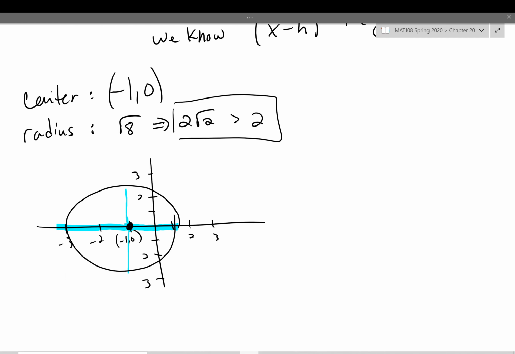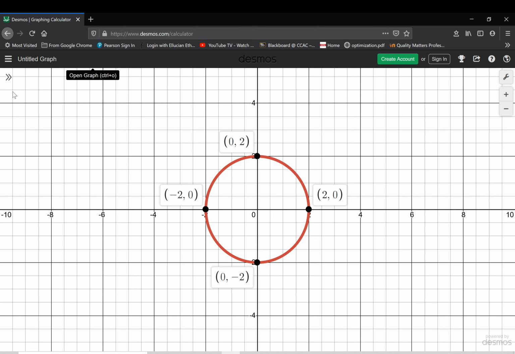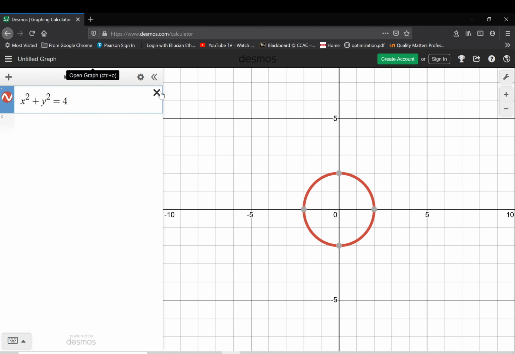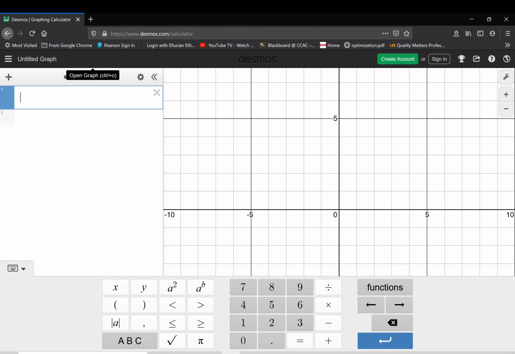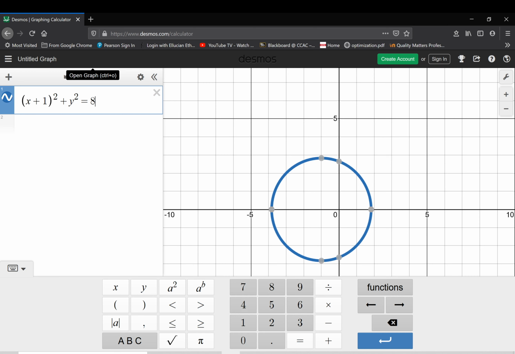So you know me, I work smarter, not harder. So what I'm going to do is just go ahead and graph this. All right, make it look really nice and pretty. So let's see here. We get parenthesis, x plus 1, raise that to the second power, plus y squared equals, what is that, 8? And boom, there we go. Okay? So that looks so much nicer.